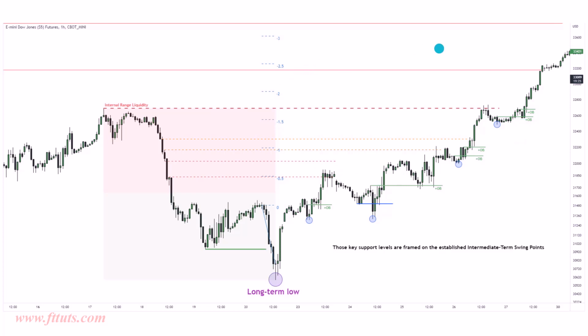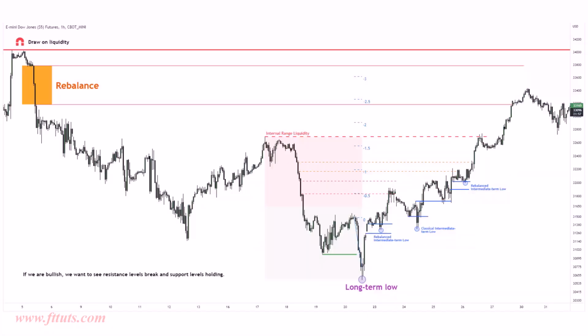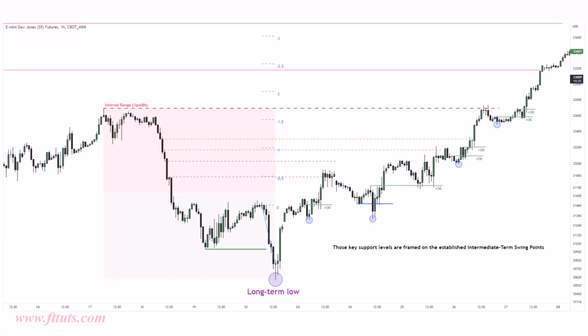As we trade towards higher time frame objectives, we don't want to see these intermediate term swing points break, right? Because imagine if we hit a resistance level and we saw an intermediate term low break, then that would be a significant market structure break, which is a clue for us when managing our directional bias. Okay, so if you're a swing trader or short-term one shot one kill trader, this part is very crucial to you.